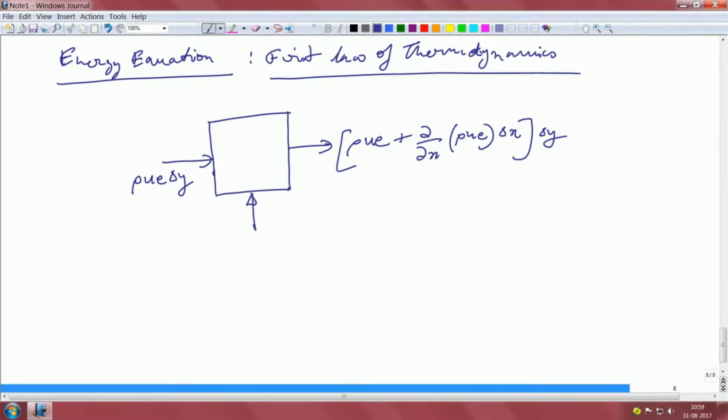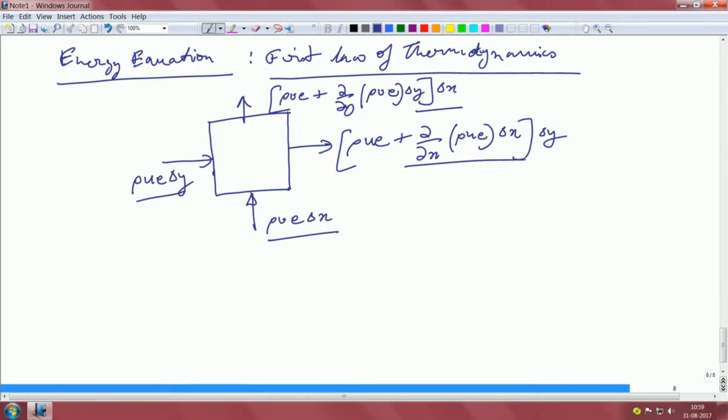Similarly, there will be energy brought in by the vertical stream, which will be rho v e into delta x, and what will be coming out will be rho v e plus d by dy of rho v e into delta y, into delta x. So this is the energy coming in and this is the energy going out. Energy is like mass: whatever mass is flowing in carries with it a certain amount of internal energy, and that is what we are budgeting for here.